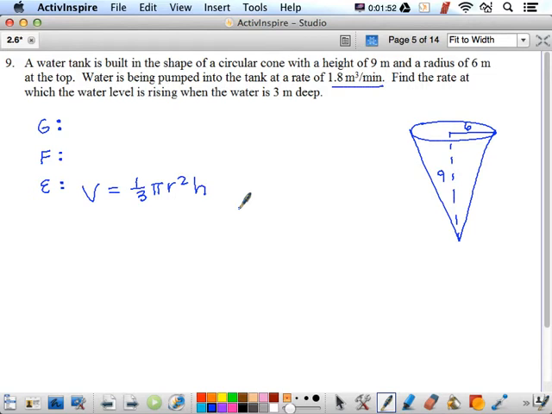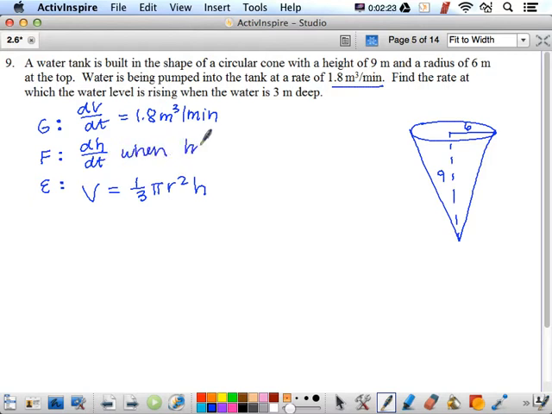What are we given? We are given dV/dt, right, you guys? Yes. So we have dV/dt, and we know it's positive 1.8 cubic meters per minute. We are asked to find the rate the water level is rising. So is that h or is that the radius? h. So I'm being asked to find dh/dt when what? h is 3 meters. h is 3.